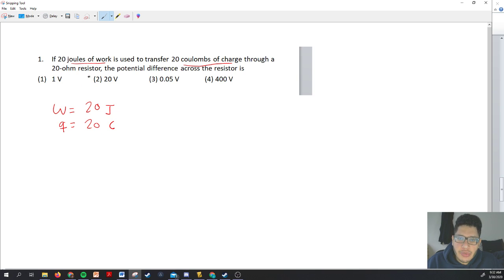And I'm told 20 ohm resistor, but it's actually not really relevant because we don't have a formula right now that combines resistance with charge, work, etc. And we're asked for potential difference. Remember, potential difference is going to be that voltage. So we're solving for voltage. We don't know what it is. The formula is V is equal to W over Q. And that's going to be V is equal to 20 over 20 to give me 1 volt. So my answer is number 1.